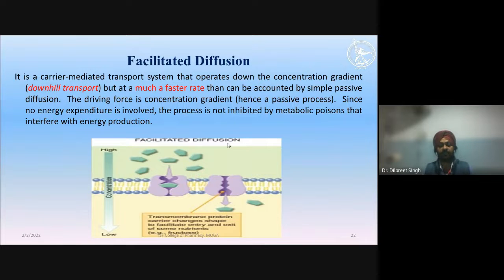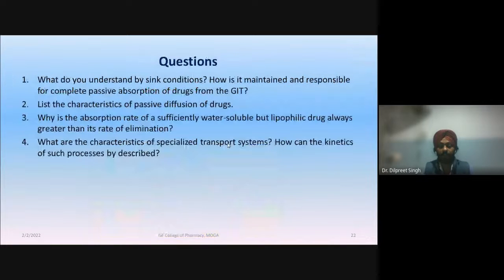body. Since no energy expenditure is involved, the process is not inhibited by metabolic poisons that interfere with energy production. So if there is no interference, the transmembrane carrier proteins facilitate the entry and exit of the molecules, and it promotes adequate absorption of lipophilic as well as hydrophilic drugs.